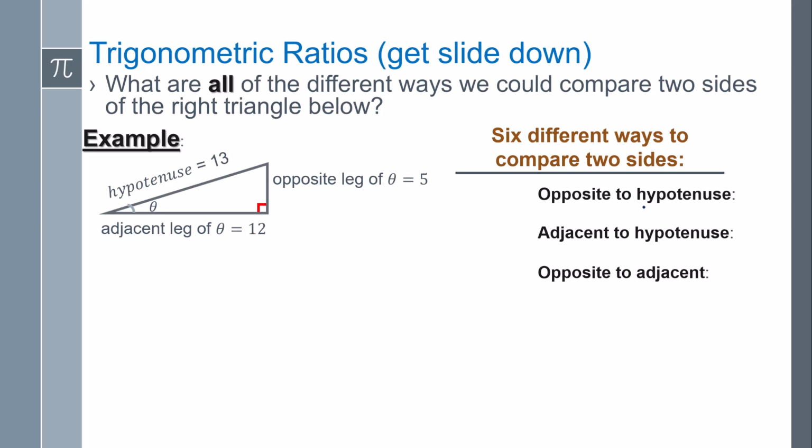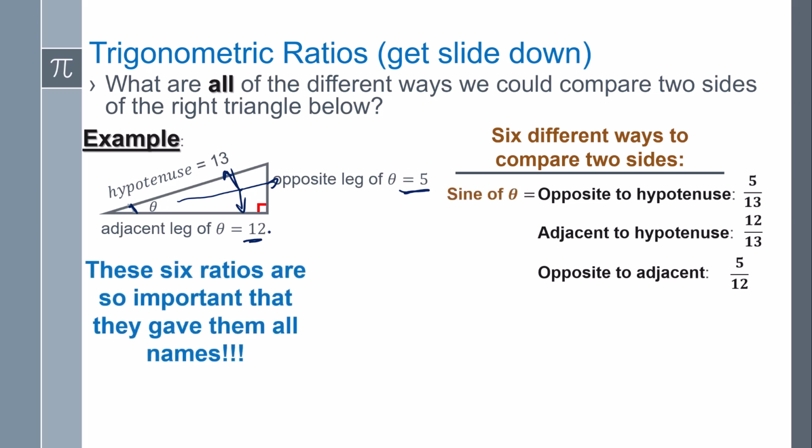opposite to the adjacent. If I were to do that from here, with this as my angle, the opposite to the hypotenuse in this case is 5 over 13. The adjacent to the hypotenuse is 12 over 13. And then the opposite to the adjacent is 5 over 12. Now these have names. We call the first one sine. We call the adjacent to the hypotenuse cosine, and we call the opposite to the adjacent tangent.